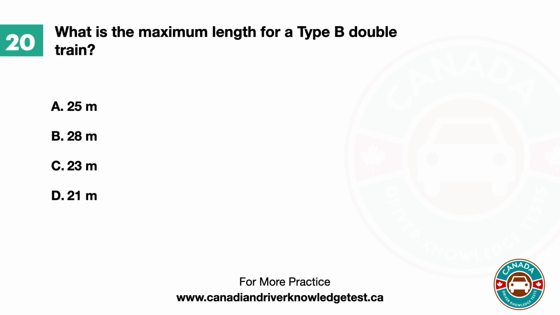Question 20. What is the maximum length for a Type B double train? A. 25 m, B. 28 m, C. 23 m, D. 21 m. The answer is A. 25 m.